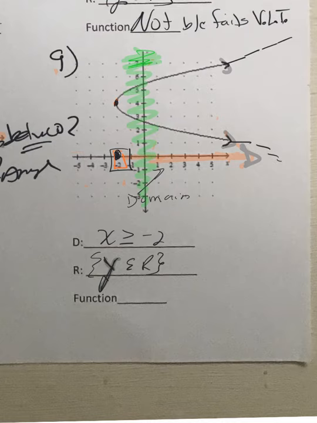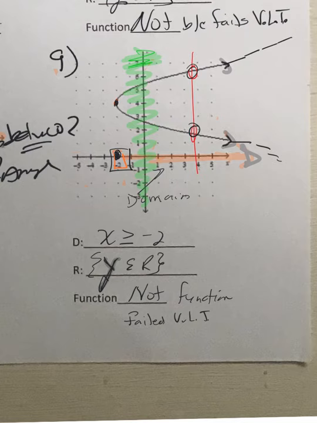And then is it a function, yes or no? Does it pass the vertical line test? Does it hit it only once, or does it hit it more than once? And it hits it more than once, so therefore did you say it's not a function? Because it failed the vertical line test. It hit it more than one time. Okay, so that's part 3. So hopefully you're getting really good at domain and range of pictures.